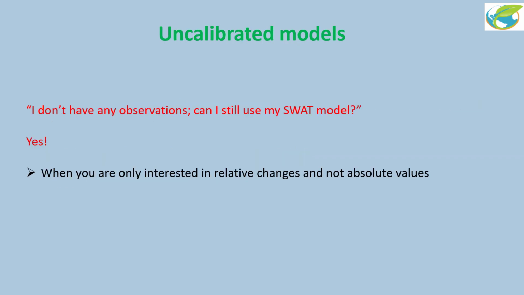I'm often asked, I don't have any observations. Can I still use my SWAT model? I think you can use the SWAT model if you are interested in relative changes between different alternatives and you don't want absolute values. Say you don't want to know how many tons of erosion you have. You want to know if you have less tons of erosion between alternative one and alternative two.